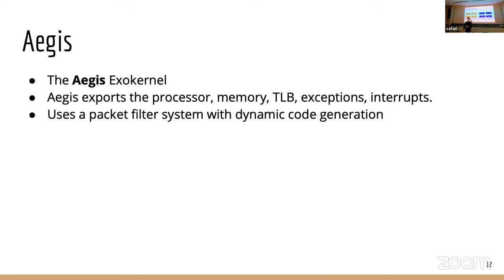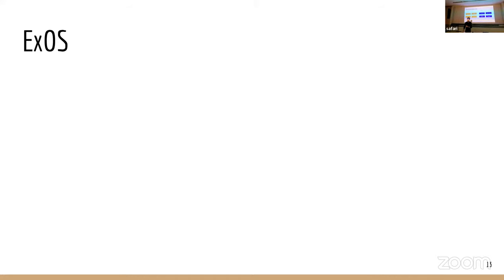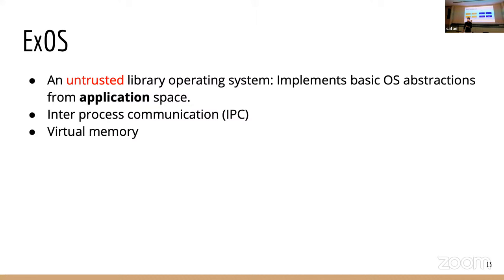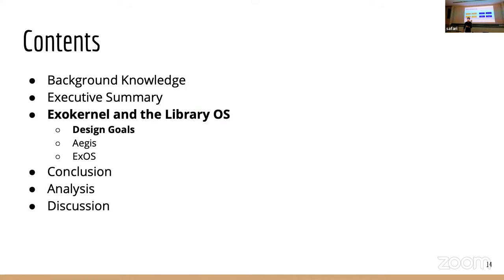The XOS, the library operating system, is untrusted, and it basically just implements basic operating system abstractions from the application space, which is very surprising, but true. It also implements inter-process communication and also virtual memory and many more, which you can see for yourself in the paper. So let's talk a bit about these two concepts that we just introduced.